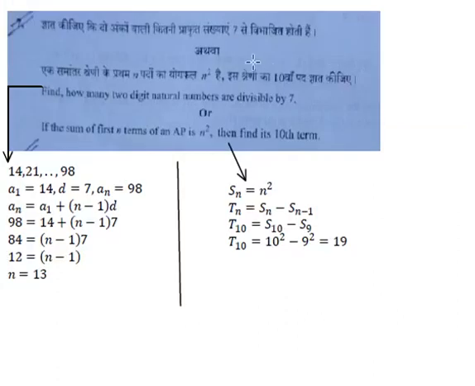In the seventh question, part 1, we have to find the number of two-digit natural numbers which are divisible by 7. Like we did in the previous questions, we do the same way. The first two-digit number divisible by 7 is 14, and the last two-digit number divisible by 7 is 98. So we again have an AP where a1 equals 14, the difference is 7, and the last term is 98. We have to find n.